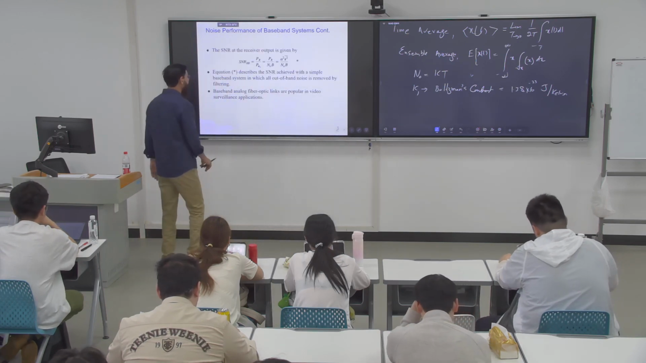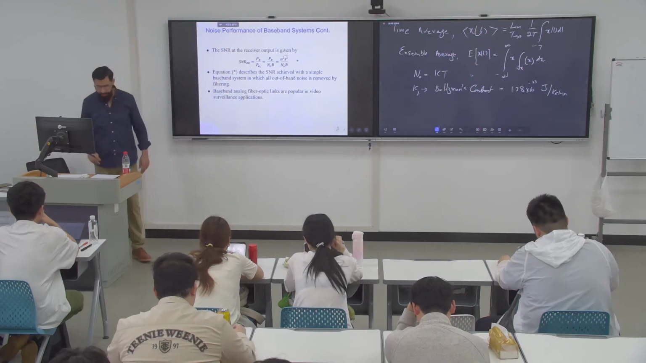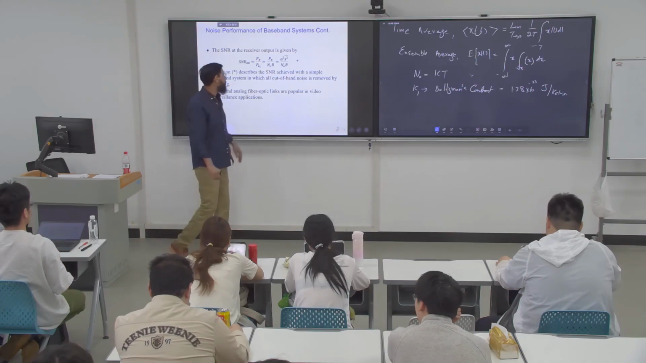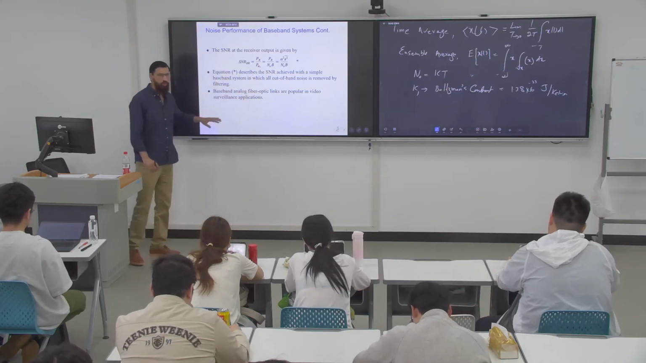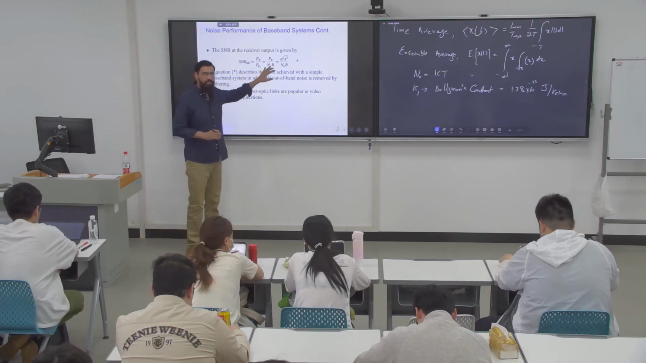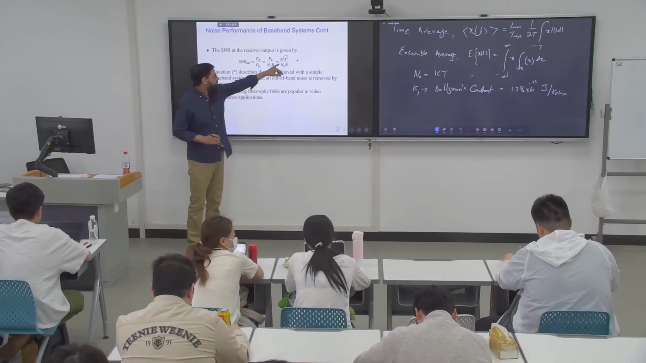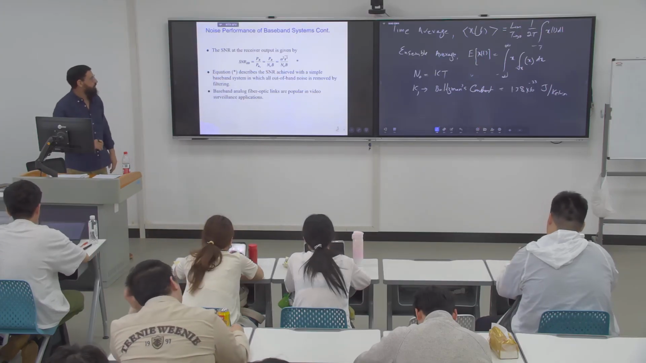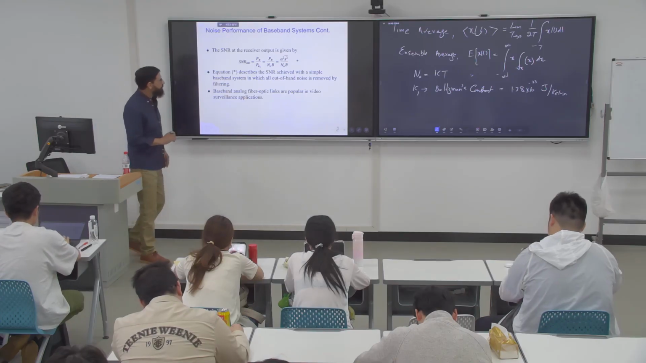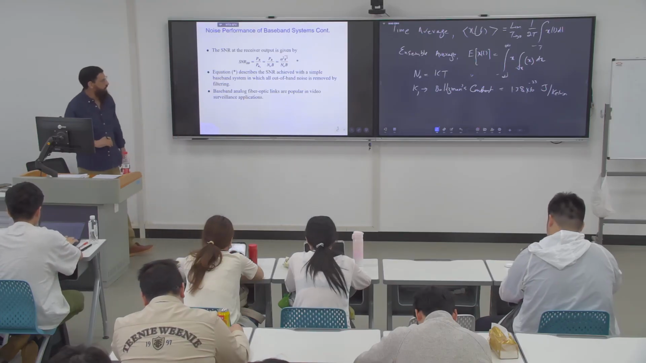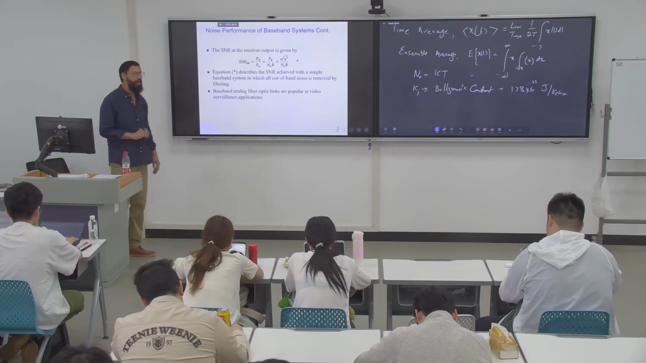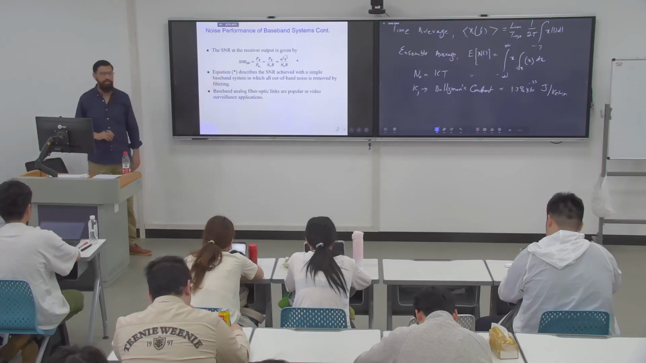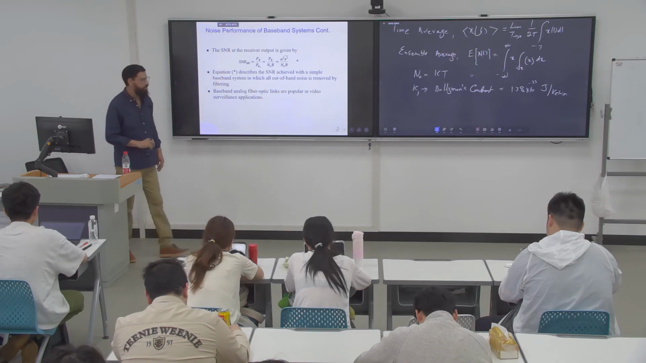Now, what is the SNR at the receiver output? Well, this is the SNR at the receiver output, which is basically the received power divided by the noise power. So when you calculate, SNR output is alpha squared s squared divided by N_o B. This equation describes the SNR achieved with a simple baseband system in which all out-of-band noise is removed by filtering. Baseband analog fiber optic links are popular in video surveillance applications.